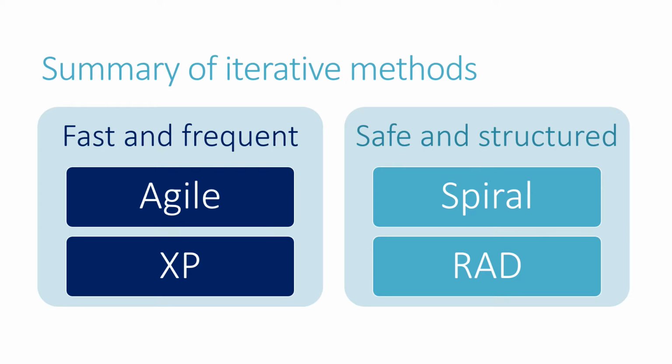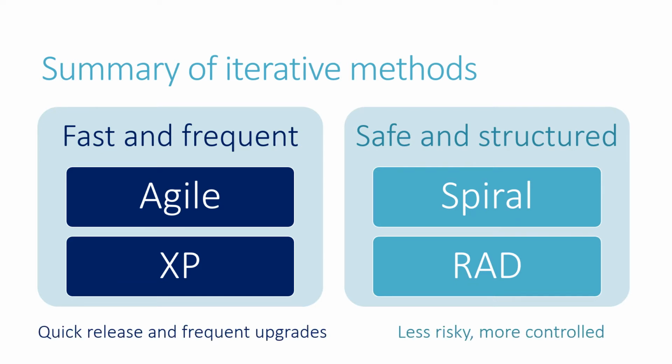There are 4 iterative methods. Remember, the iterative methods are where we have a cycle of repetitively developing, improving and releasing the software. In this lesson, we'll look at Agile and XP, which are fast and frequent releases of software, as opposed to Spiral and RAD, which we'll look at in the next lesson.